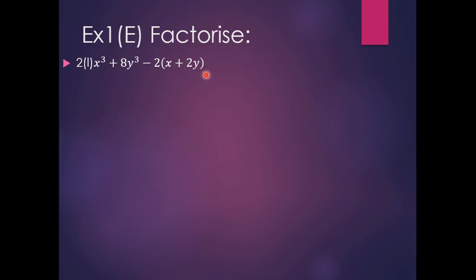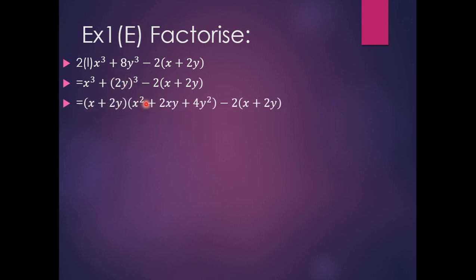Now look at the next question. The next question is x cube plus 8y cube minus 2x plus 2y. Here x cube plus 8y cube is 2y whole cube we can write, minus 2 times x plus 2y. So we can use the a cube plus b cube formula here. Using it we have a plus b, a square minus, should be here. Okay, in the a cube plus b cube formula here there is a mistake, so I will correct this here.